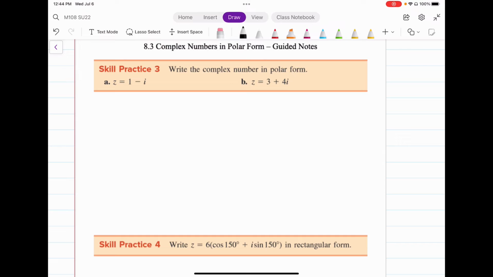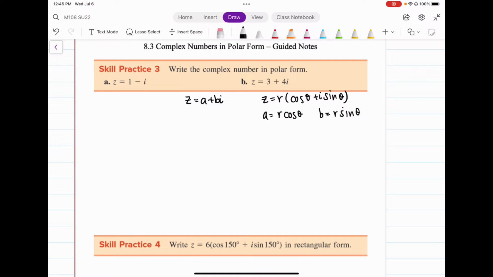Moving on, we're going to be writing the complex number in polar form. And in order to write a complex number in polar form, we need to remember that when we have z equals a plus bi, that is the same thing as z equals r times cosine theta plus i sine theta. I then need to convert a's and b's into r's and thetas. And we know that a is equal to r cosine theta, it's like the x component, and b is equal to r sine theta, like the y component.